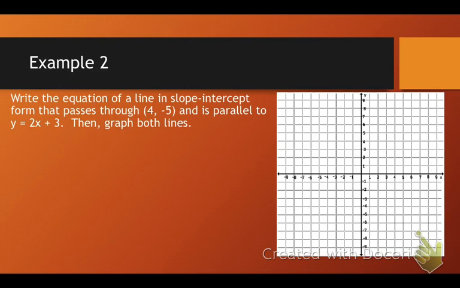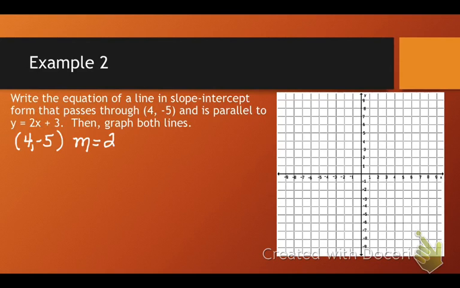In the next example, we're asked to write the equation of a line in slope-intercept form that passes through a given point and is parallel to a line y equals 2x plus 3. We're then supposed to graph both of these lines. So in order to do this, I need to consider what I know. Well, this means I need to find the equation of a line that goes through (4, -5), and is parallel to y equals 2x plus 3. If it's parallel, it needs to also have a slope of 2.